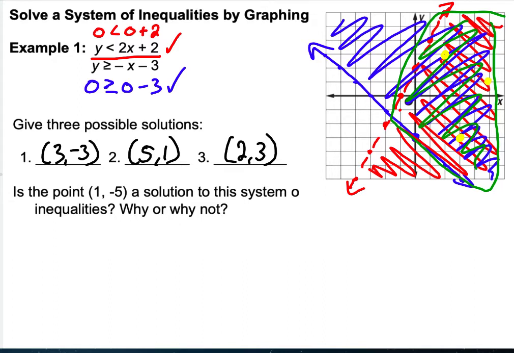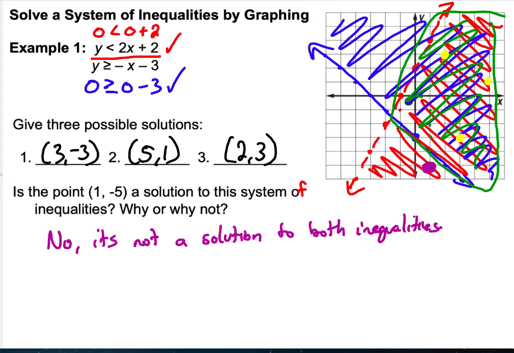Last question says, is the point 1, negative 5 a solution to this system of inequalities? Oops, forgot the F there. So I'm going to find the point 1, negative 5. So over 1, down 1, 2, 3, 4, 5. That's this purple point right here. You'll notice it's in the shaded region for the red, but it's not in the shaded region for the blue. So the answer is no, it's not a solution to both inequalities.